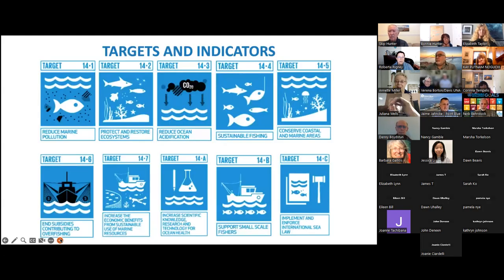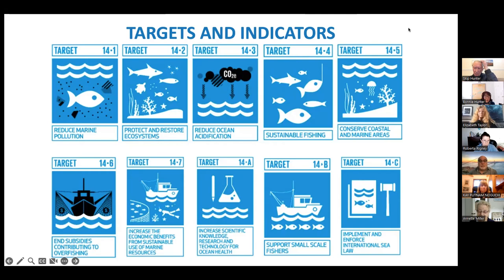So the UN created targets and indicators for each SDG. Number 14 has targets that you can see here, and each target has indicators, which are supposed to be having a watchful eye upon them by every country, every member state. These targets include to reduce pollution, conserve coastal and marine areas, to support small-scale fishers, and to end subsidies contributing to overfishing. And that's it. Thank you very much.